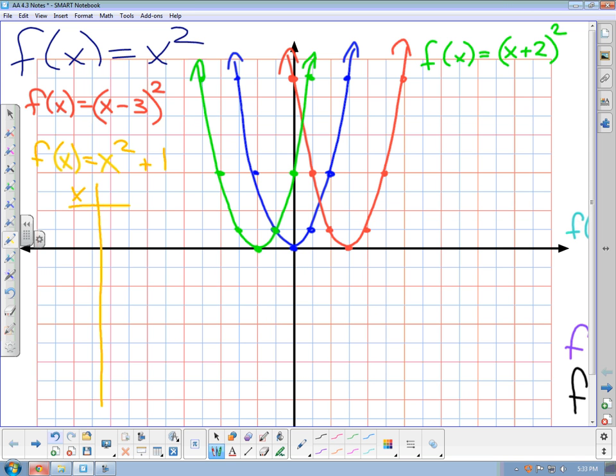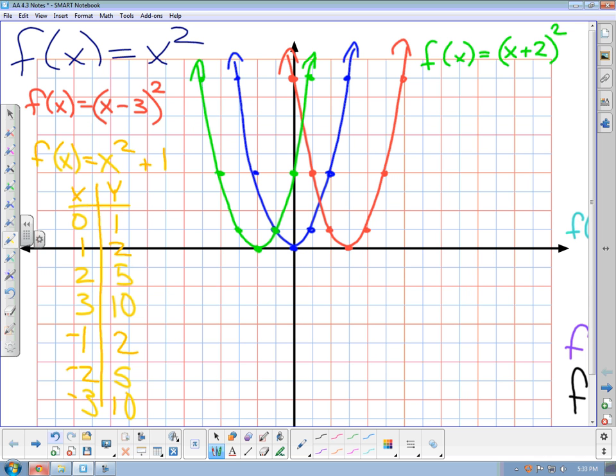And here's what you will have. 0 squared is 0 plus 1 is 1. 1 squared is 1 plus 1 is 2. 2 squared is 4 plus 1 is 5. 3 squared is 9 plus 1 is 10. A negative 1 squared is 1 plus 1 is 2. A negative 2 squared is going to be 5. And a negative 3 squared is going to be 10. And so on and so forth.